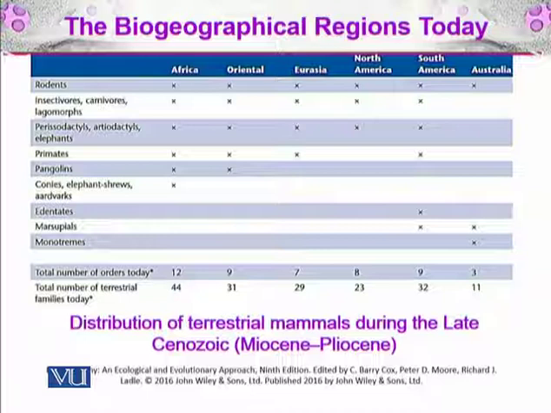And here you can see the different mammals, including rodents, insectivores, brachydactyls, artiodactyls, primates, pangolins, cones, elephant shrews, aardvarks, edentates, marsupials, and monotremes. Where these are present, you would see a cross, and where these are not present, you won't see any cross there.